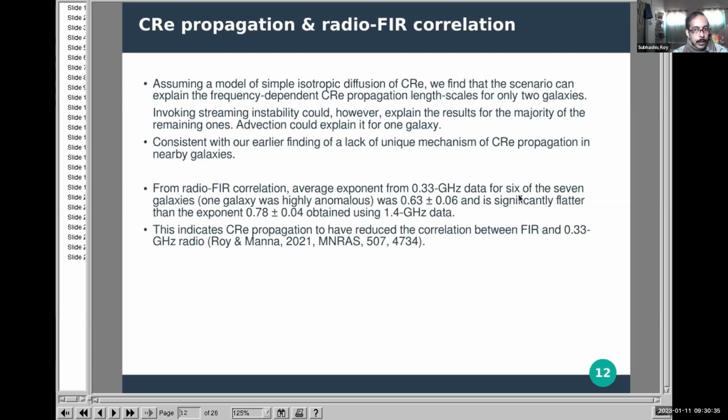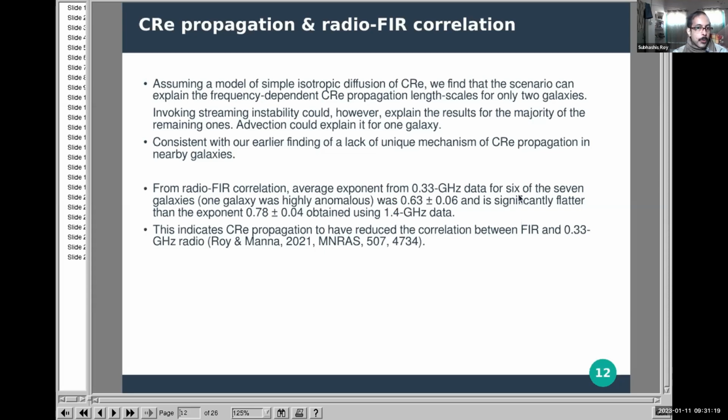The next thing I come to is the radio FIR correlation. So here, the average exponent from the 0.33 gigahertz data, that is the radio FIR slope. The slope, of course, is estimated from a log-log plot, which is why it's called an exponent. So this average exponent from the 0.33 gigahertz data is for 6 of the 7 galaxies. Of course, one galaxy was highly anomalous. We have excluded that. So excluding that, it is basically 0.63 plus minus 0.06 and is significantly flatter than the exponent 0.78 plus minus 0.04 obtained using 1.4 gigahertz data.